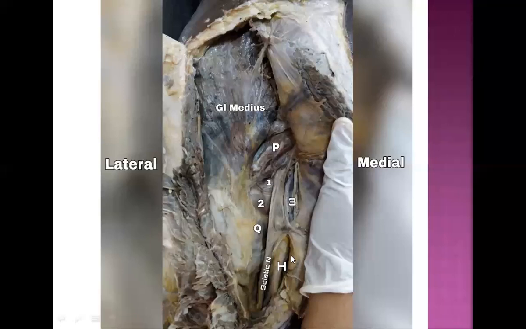Now the region labeled as H over here. In the specimen, you can feel this region, the bony prominence of the ischial tuberosity. This is actually the origin of the hamstring muscles. And in this region, you can palpate the trochanter of the femur in the specimen.